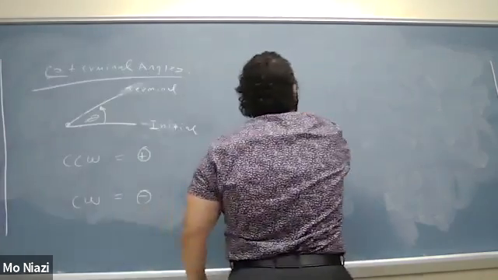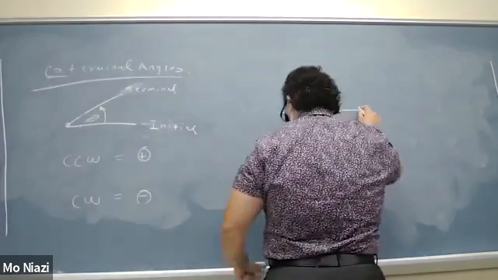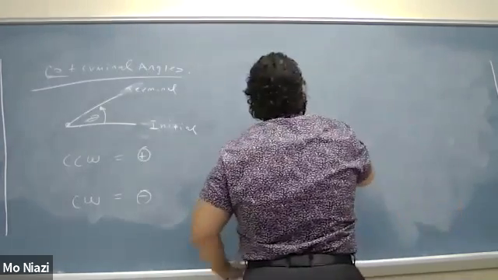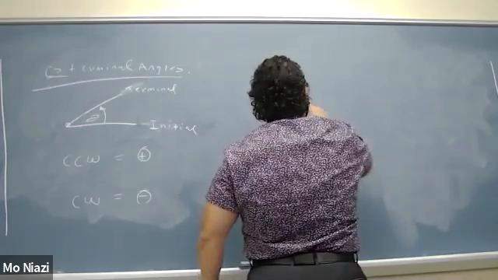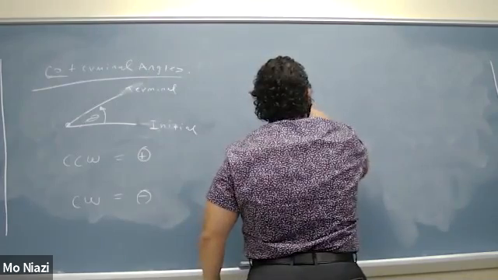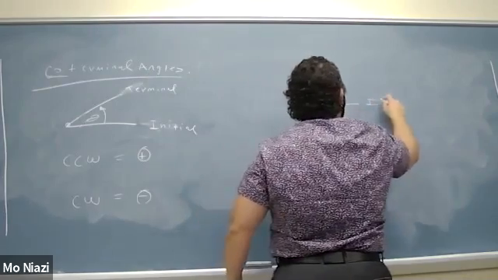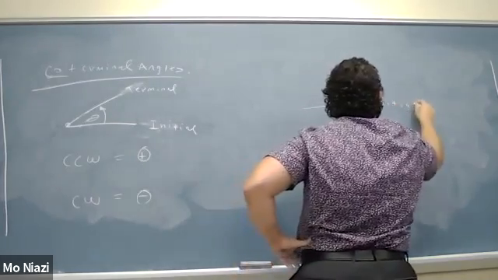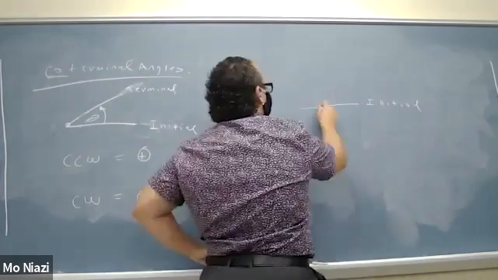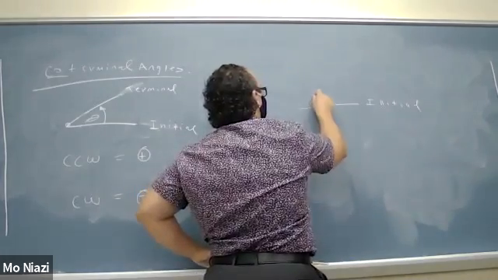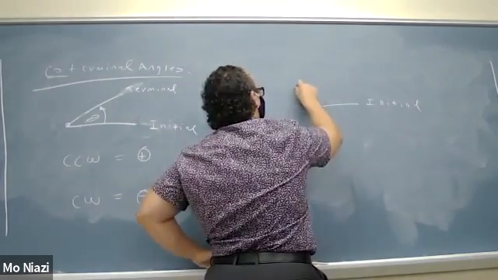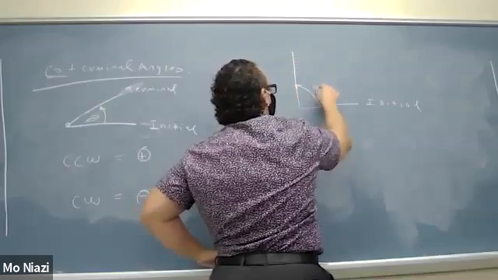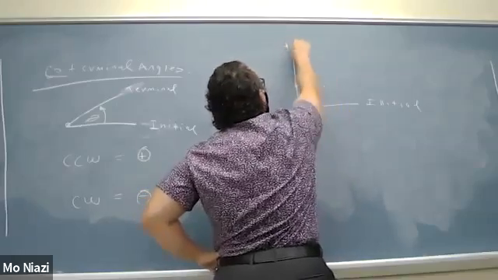Here's an example. Let's say here's my initial leg. Okay, let's say I rotate 90 degrees, okay, to this terminal leg.